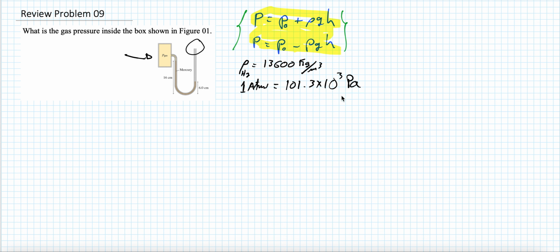We need it in Pascal. If you remember, pressure is equal to force over area, which is newtons over square meter, and this is equal to 1 Pascal. So we have these two numbers here. Why are we dealing with all these new numbers? Because we need to measure the pressure inside this box. Well, how can we do that?